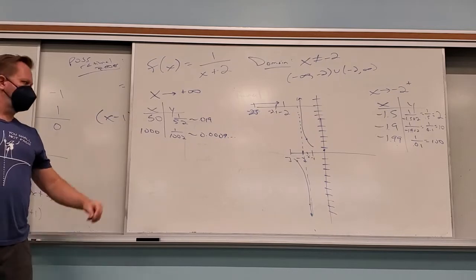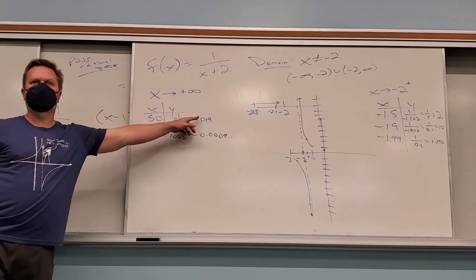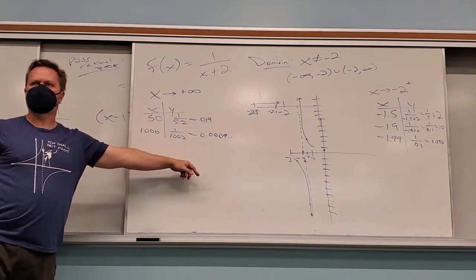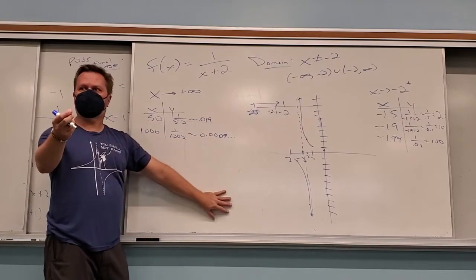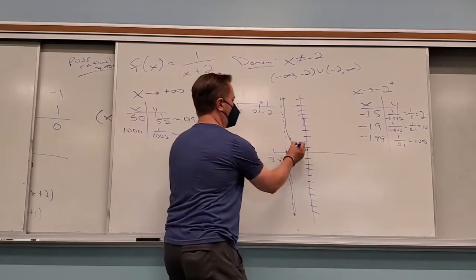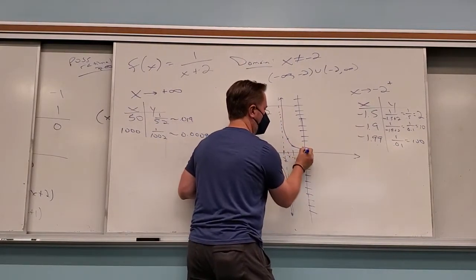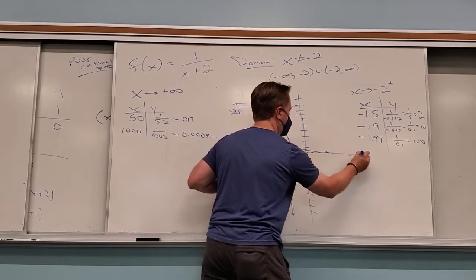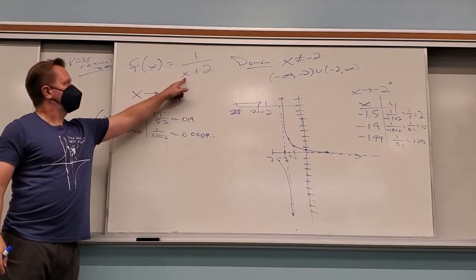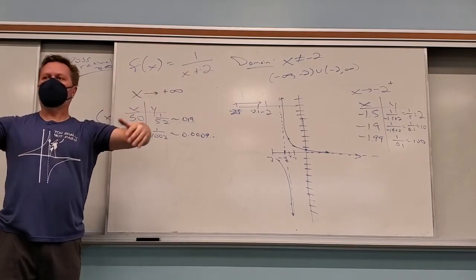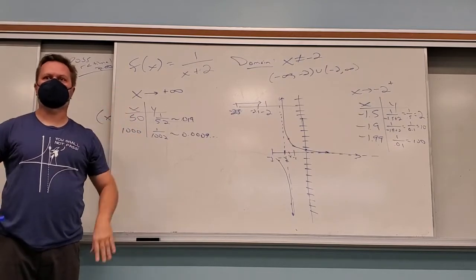What seems to be happening the bigger my input gets? What is my function doing? What are my outputs doing? Getting as close to 0. Getting very small, right? So what's going to happen to the function as my inputs get bigger? It's going to go to 0. There's going to be an asymptote right there. As I increase x, I'm dividing 1 by more and more and more. So my outputs are getting smaller and smaller and smaller.